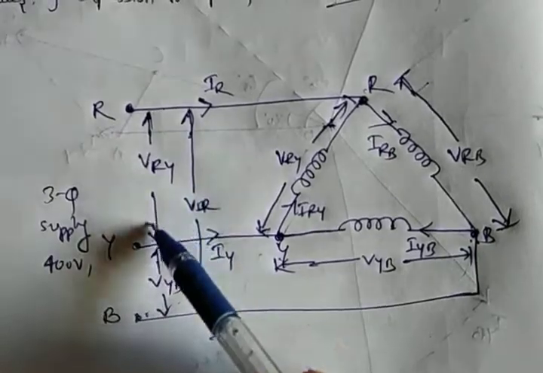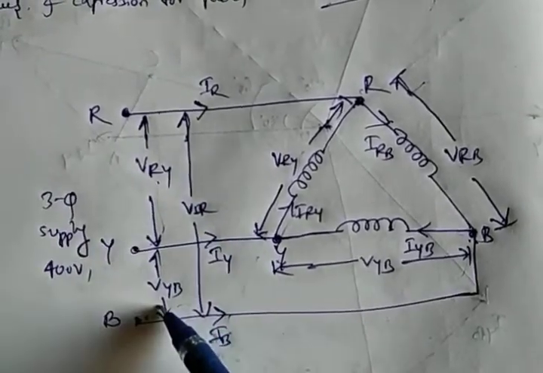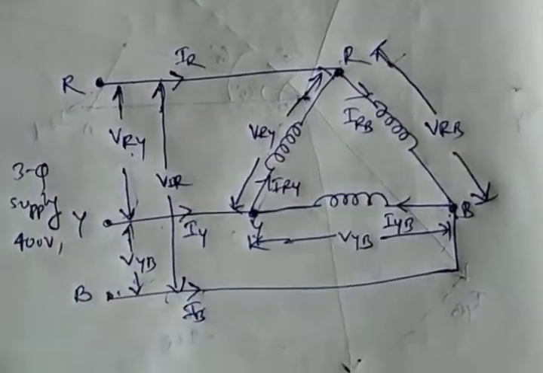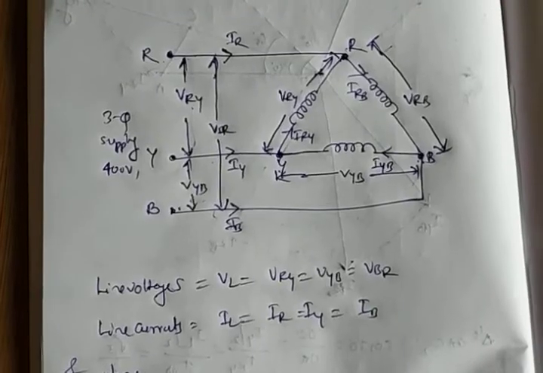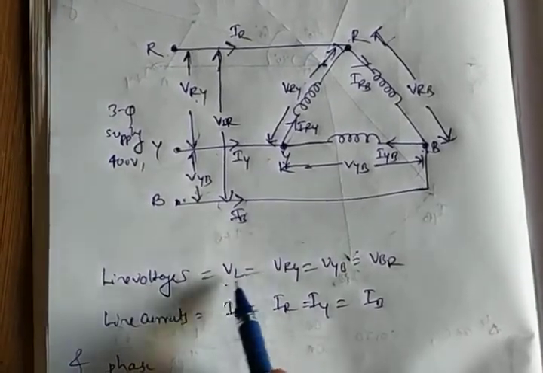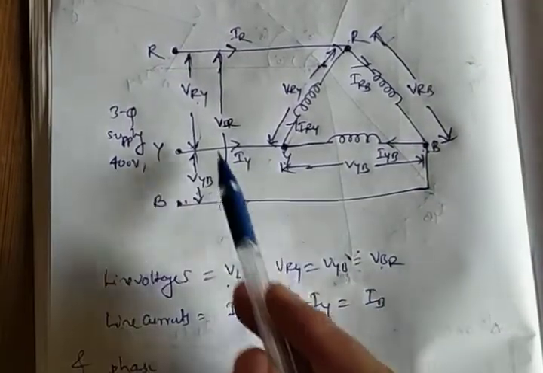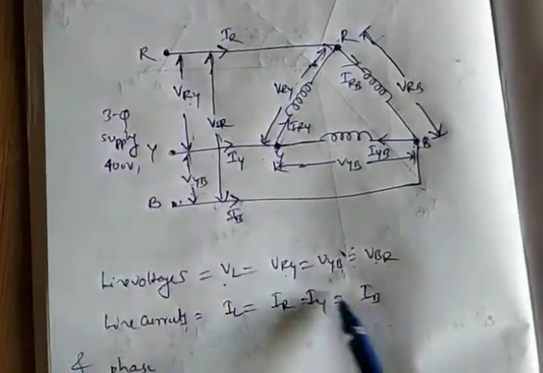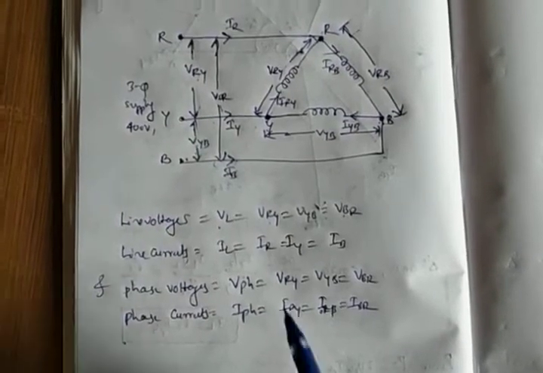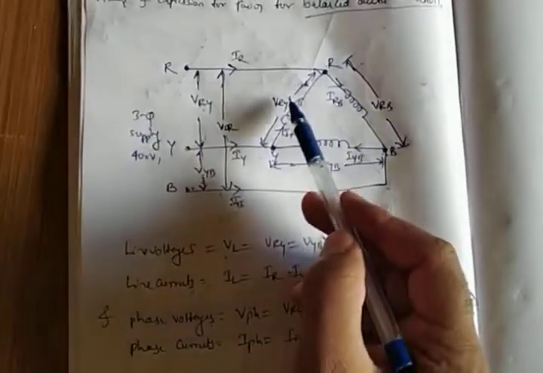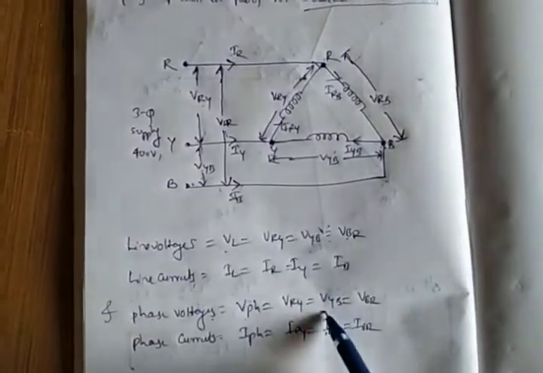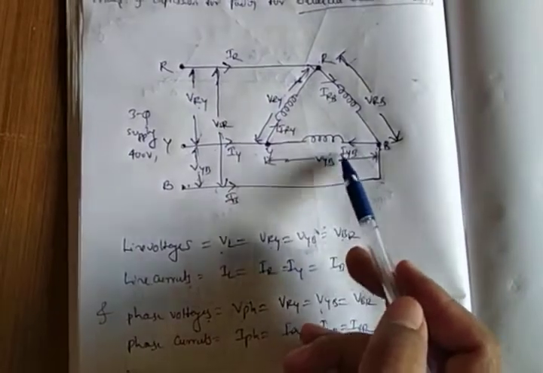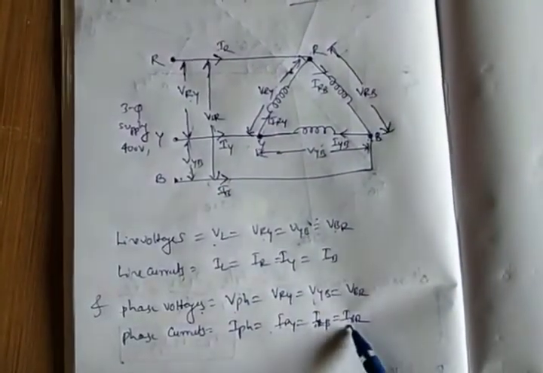At the line side, the voltage between two lines is line voltage VRY, VYB, VBR. The current flowing from each line is IR, IY, IB. So I will write here the line voltages. Line voltage VL is equal to VRY, VYB, VBR, these three, and line currents are IR, IY and IB. Similarly, the phase voltage VPH is VRY, VYB, VBR. These are the phase voltages. And phase current means current flowing through each phase: IRB, IYB, IRY. These are the phase currents.